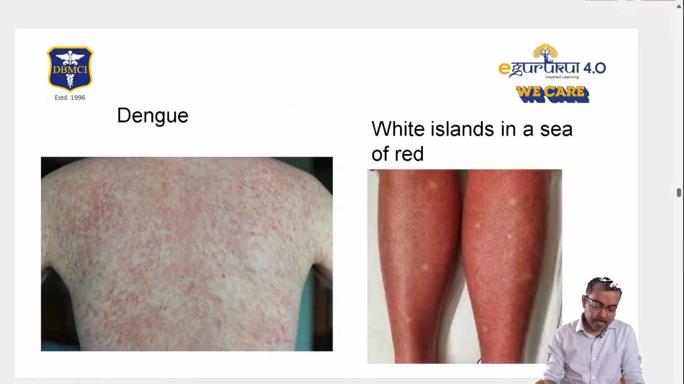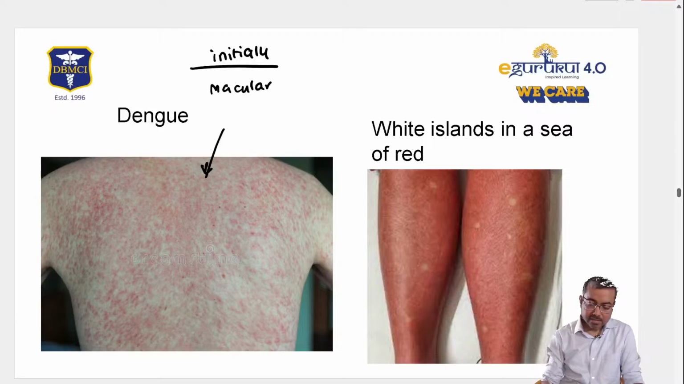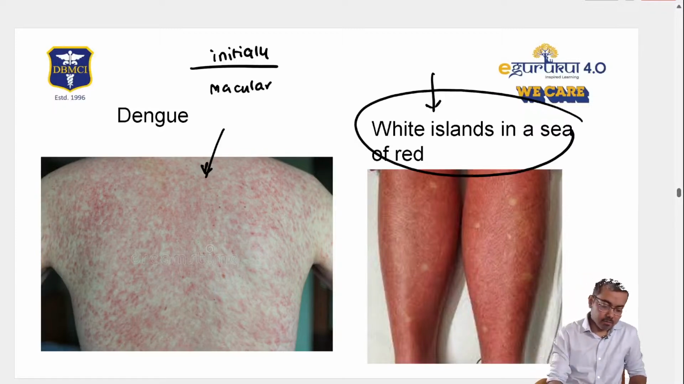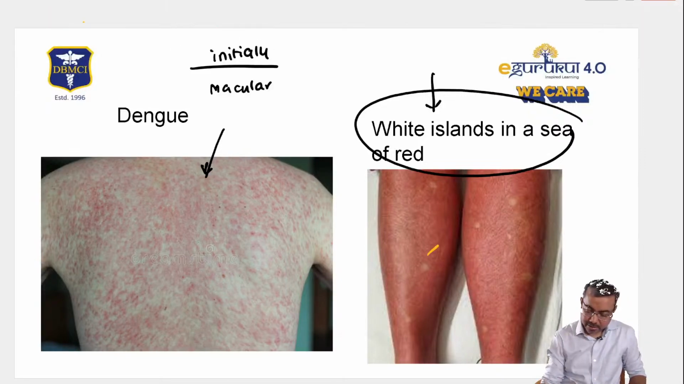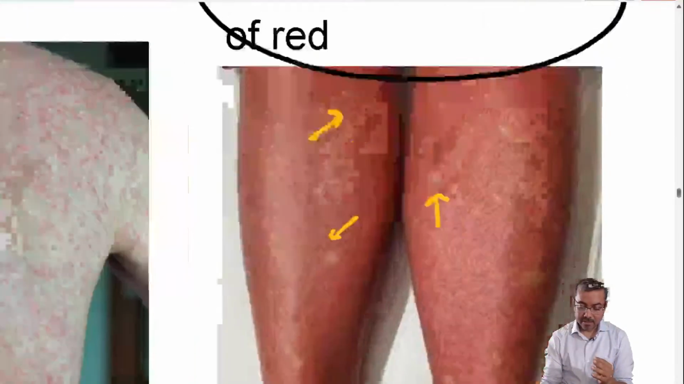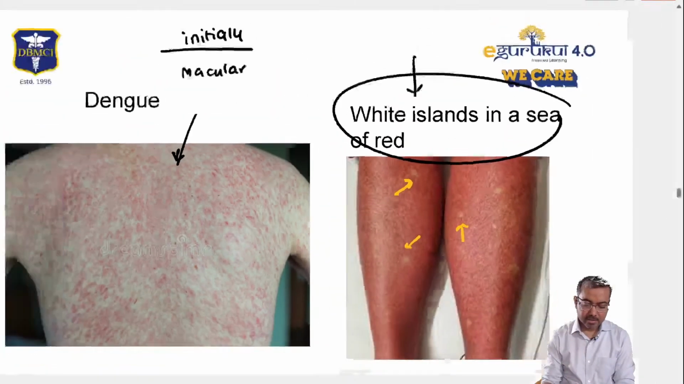Look at dengue. Dengue has two types of rashes. In the initial stage of dengue, you will find a macular rash. Can you see the macule? This macule has a very classical feature called white islands in a sea of red. What do you mean by that? Can you see these white areas here? Small white dots? So islands of sparing in a sea of red. Can you see this word? Islands of sparing in a sea of red is typically the dengue rash.